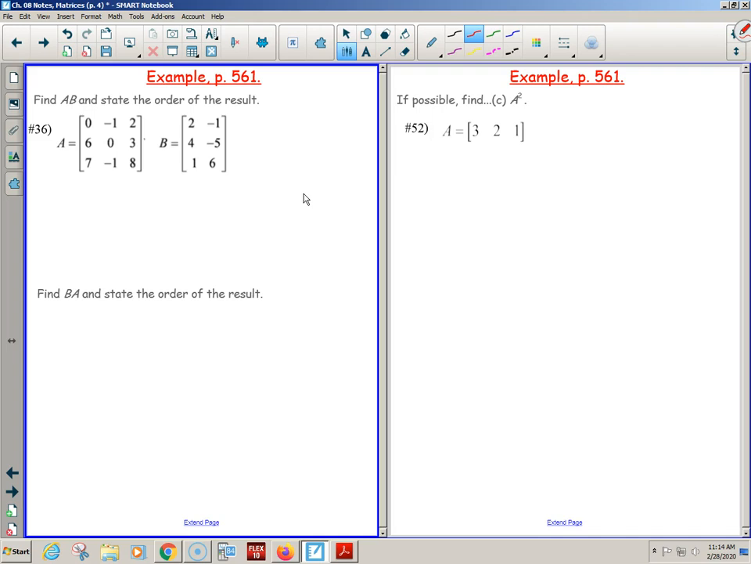Question: legal or not legal? Yes. Okay, life lesson later. 3 times 2. It's going to be a 3x2. Good. Those ones match, which means it's legal, and I know the size of my overall result is going to be a 3 down and a 2 across.